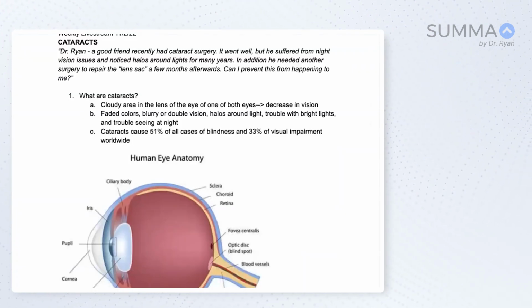So as I mentioned, this week when I was talking to a patient, he had mentioned that one of his good friends had cataract surgery, and the surgery itself went well, but this patient's friend had a lot of night vision issues, and he had halos around lights, and this was actually during the daytime. He had known that for many years. And then after his cataract surgery, a few months later, he actually had to have another surgery to repair what he referred to as the lens sac. He was really uncomfortable about this and really hoped that he didn't have to do that. When he went to his ophthalmologist, he was assured that he didn't have any signs of a cataract. He wanted to make sure that that would continue to be the case for many years to come.